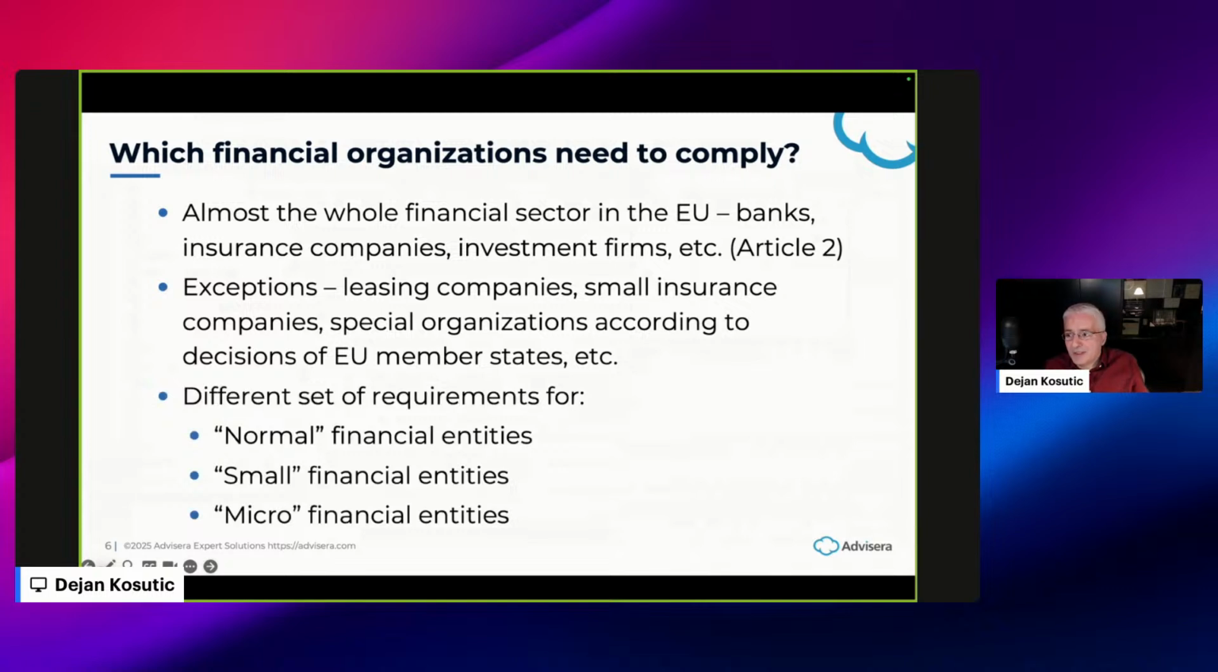Now there is a further complication on who needs to comply with what. When you read the text of the DORA regulation, you see that there are three different types of financial entities and three different types of requirements for those entities. I term them normal financial entities, small ones, and micro.